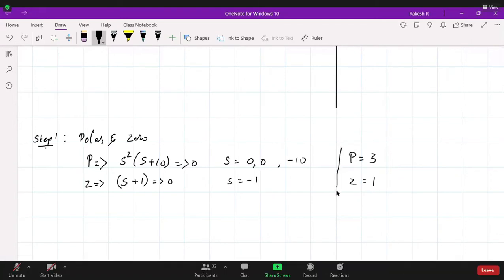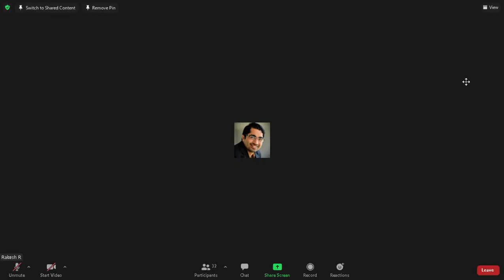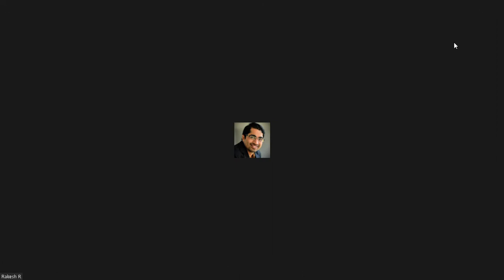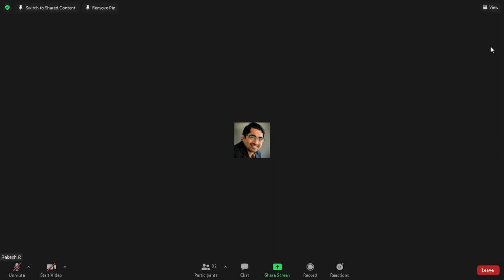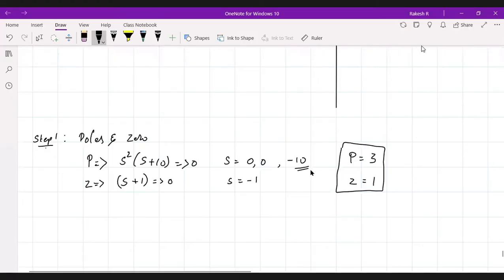So the number of poles is 3 and the number of zeros is 1. The roots of the poles are 0, 0 and -10, and the root of the zero is -1. We shall locate these in the s-plane first. In the s-plane, the highest value here is -10.